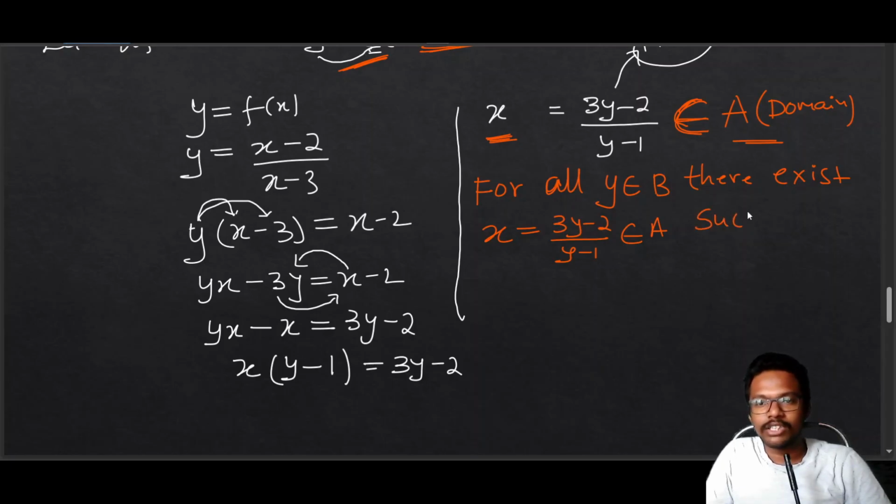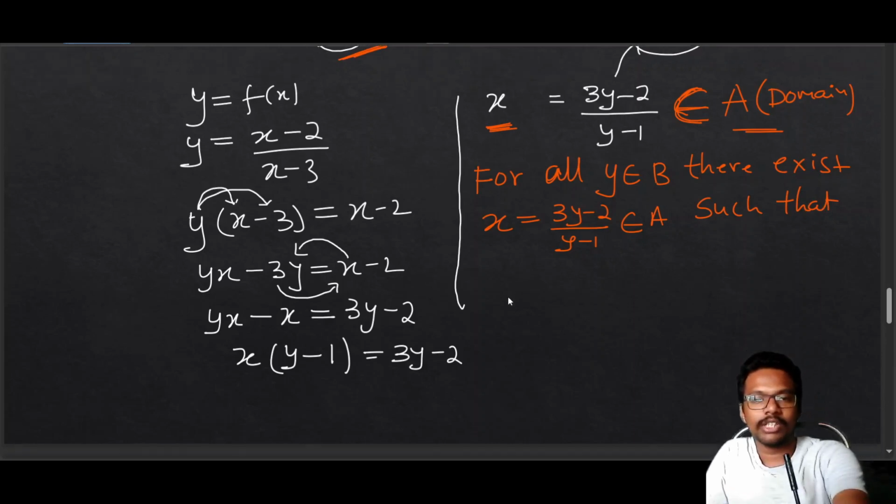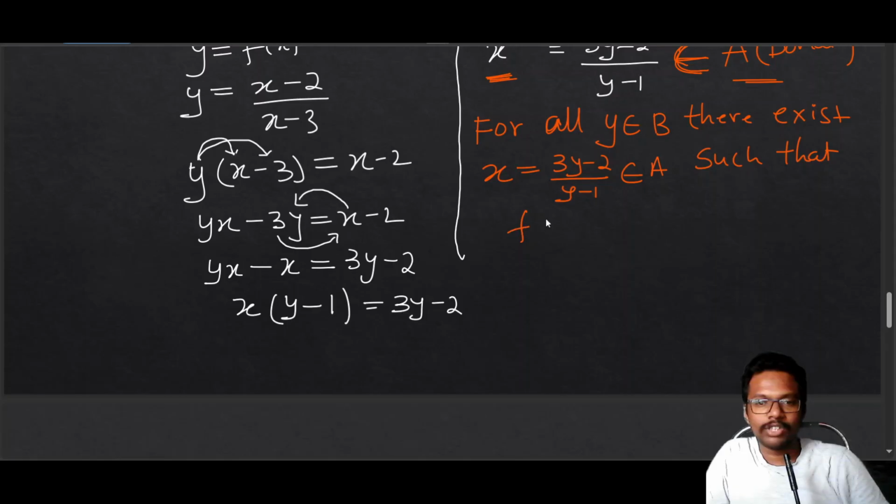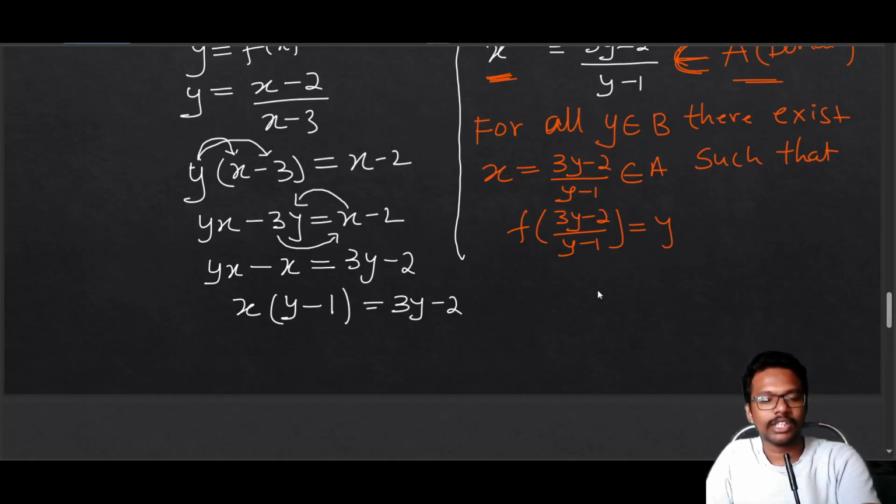How it exists means, such that if you substitute in the place of x, such that f of x equals y, in the place of x if you substitute this 3y minus 2 divided by y minus 1, you are going to get a y value. So such a type of x we are getting. If you substitute that x value, we are going to reach the image in the codomain y. Okay, I hope you understood this sentence.